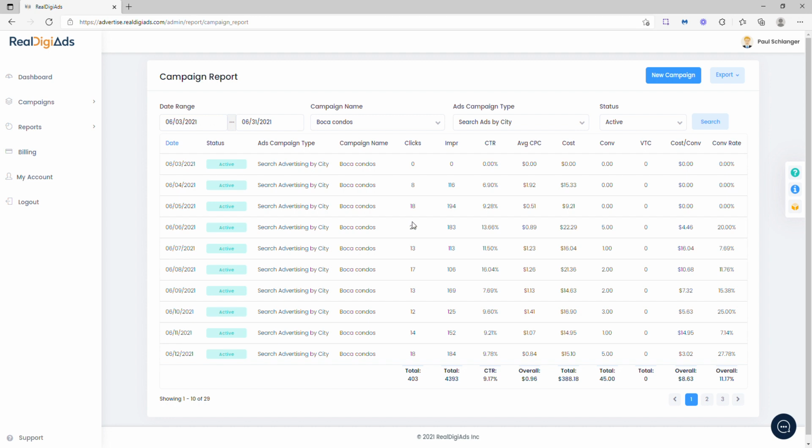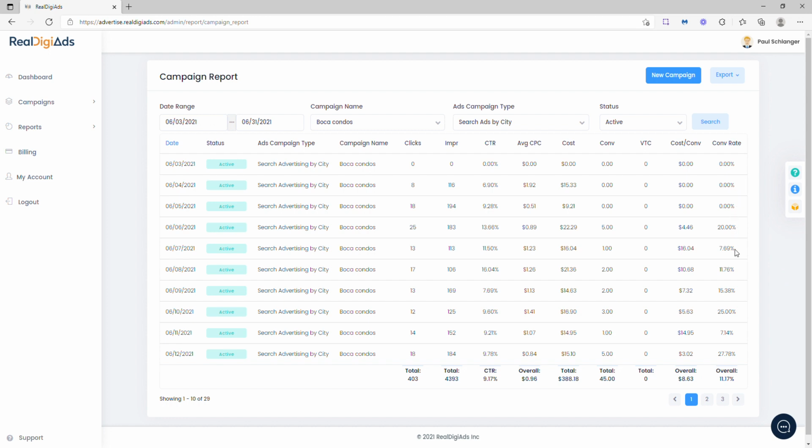We did not receive any conversions. The next day, you can see how everything improved, except the cost per click went down, still did not receive any conversions. By the third day of running this campaign, which is June 6th, we received 5 conversions at a cost of $4.46 per conversion, and our conversion rate was 20%. Average cost per click was 89 cents. Click-through rate went up to 13.66%. And as you can see, conversions every day after that.